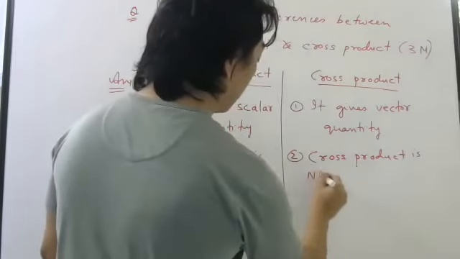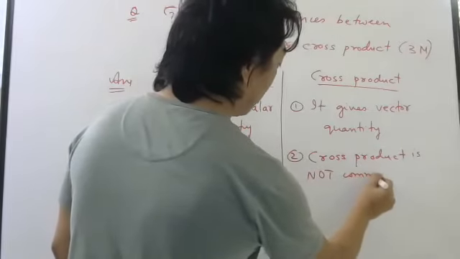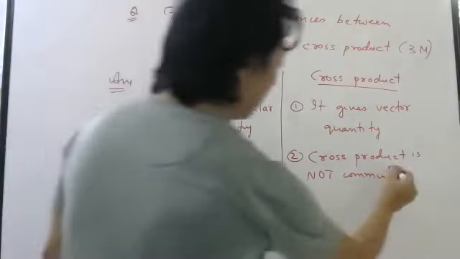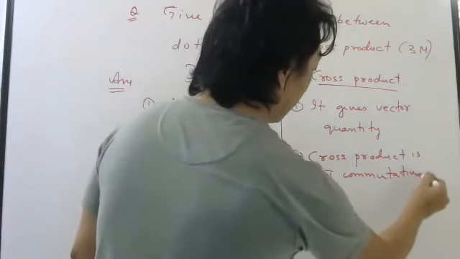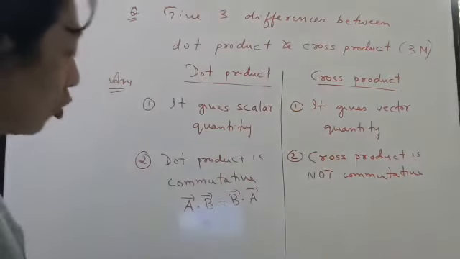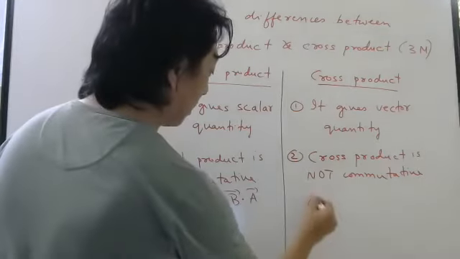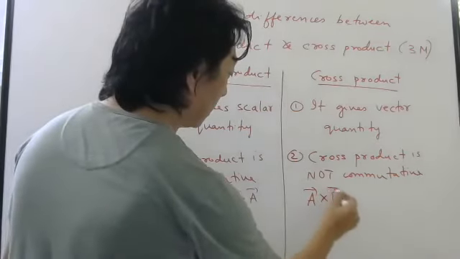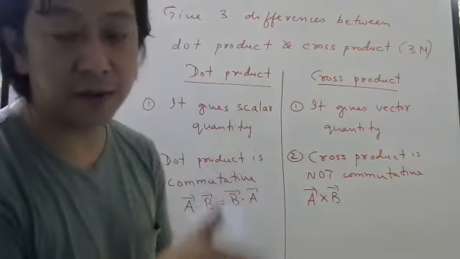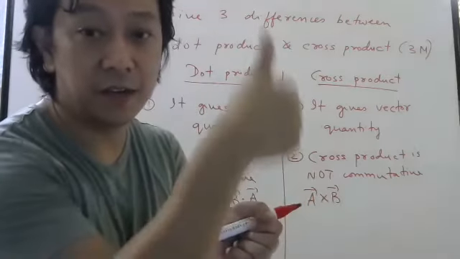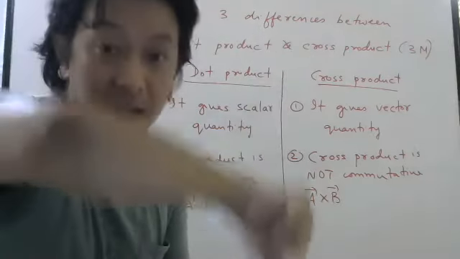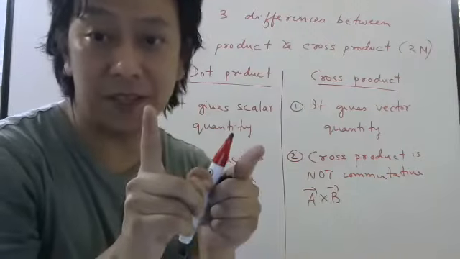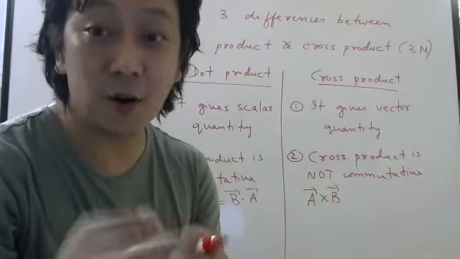is not commutative. Channa has already discussed about this. It is not commutative because A bar cross B bar will be here. It is a vector, remember. So A bar cross B bar will be here. B bar cross A bar will be here. So the magnitude may be same, but direction is opposite.